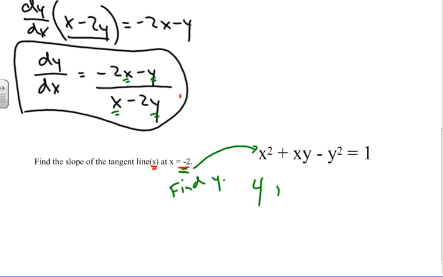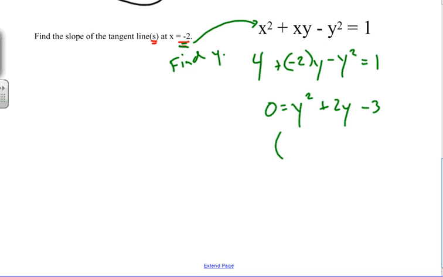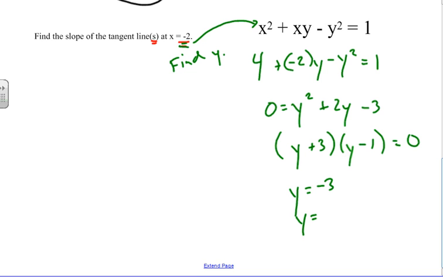So we have 4 plus negative 2 times y minus y squared equals 1. Notice this is a quadratic. I'm going to make this y squared positive, so I'm going to add to the other side and put everything on the other side. We're going to use all the algebra skills. Negative 4 on the other side is going to be negative 3. I'm going to add this 2y over here, and I'm going to add y squared. From here, we can simplify this, and what we have is y plus 3 times y minus 1, and that will equal 0. So y equals negative 3, and y equals 1.